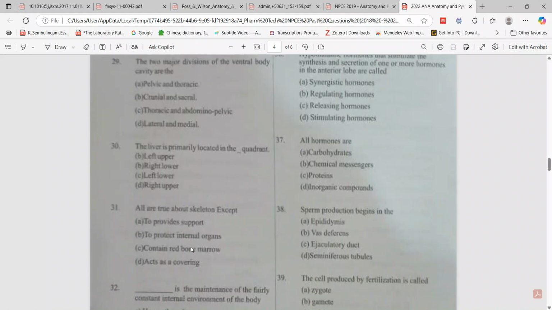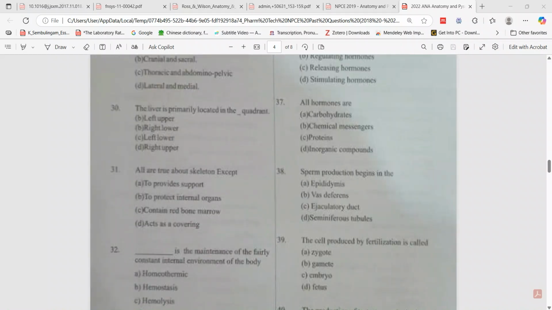37. All hormones are chemical messengers. Chemical messengers. 38. Sperm production begins in the epididymis? Okay. The sperm is stored temporarily in the epididymis. It is not that they are produced in the epididymis. No. It begins in the seminiferous tubules.